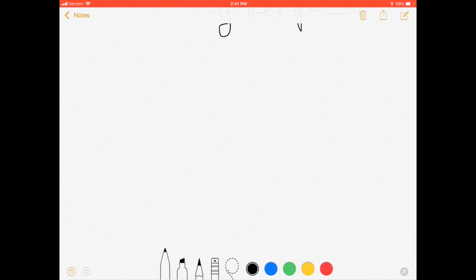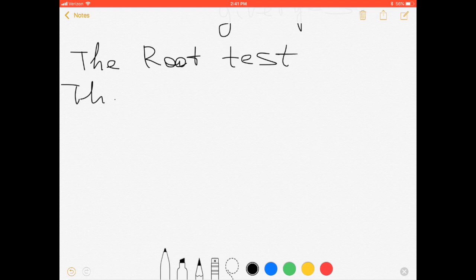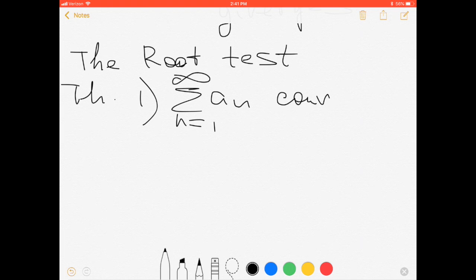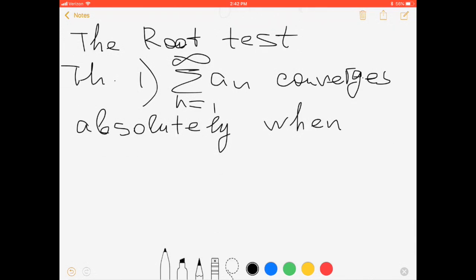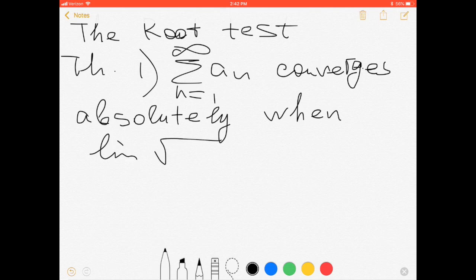Now we study one more test. It's called root test. And theorem tell us if you have series a_n, n from 1 to infinity, it converges when limit nth root from absolute value a_n, n approach to infinity, less than 1.